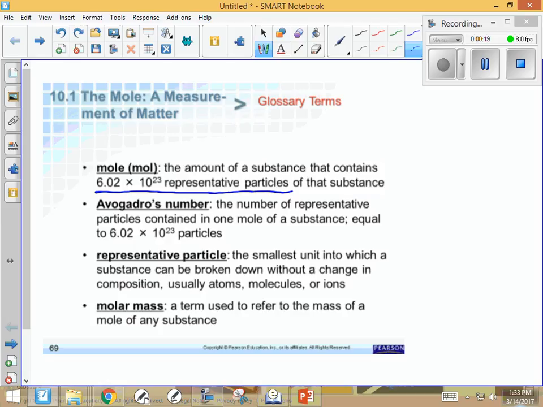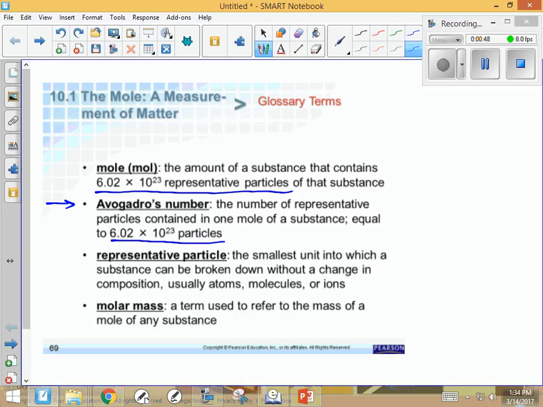particles of that substance. Now, the 2 parts of that statement I want to talk about are, or remind you of, Avogadro's number. Mr. Avogadro was the one that determined that the number of representative particles contained in 1 mole of substance is equal to 6.02 times 10 to the 23rd particles. He's the one that came up with this concept. So we've named that number 6.02 times 10 to the 23rd after him.